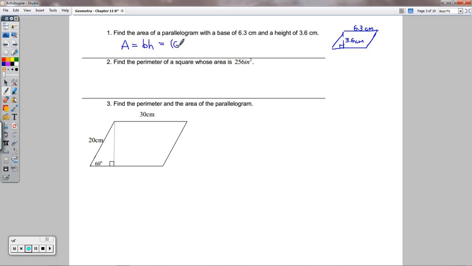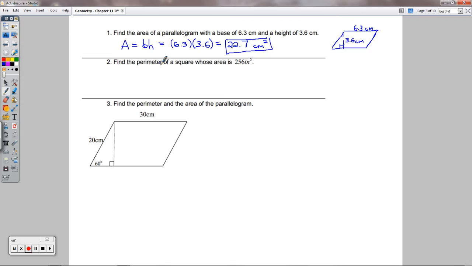So you've got 6. My pen was skipping a little bit there. Here we go. It looked like a G instead of a 6. So 6.3 times 3.6, and that should be 22.7 rounded to the nearest tenth. So it says that in the directions. We're going to say that centimeters squared would be my units. It's an area, so I'm multiplying centimeters times centimeters to get centimeters squared.